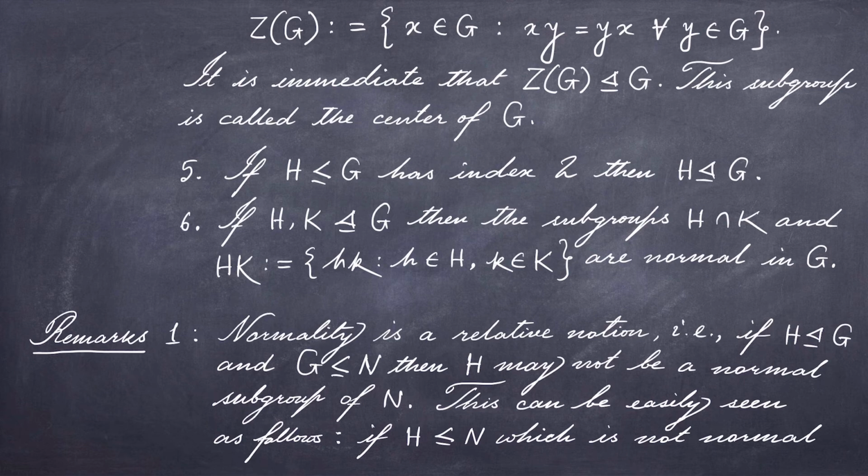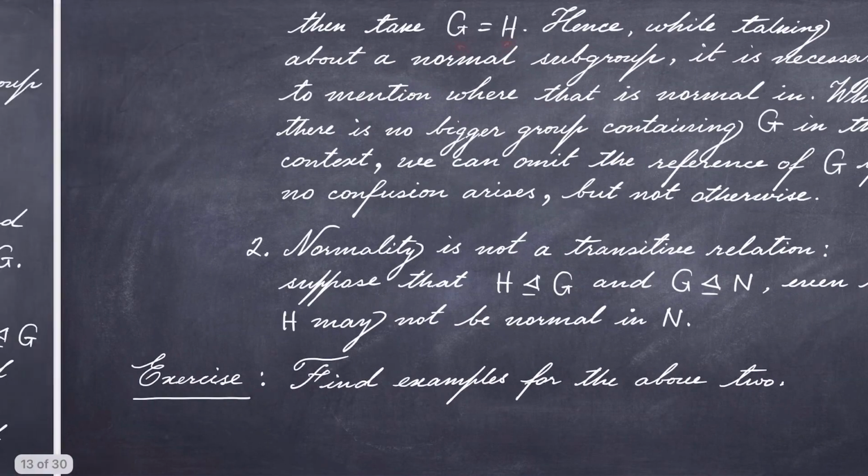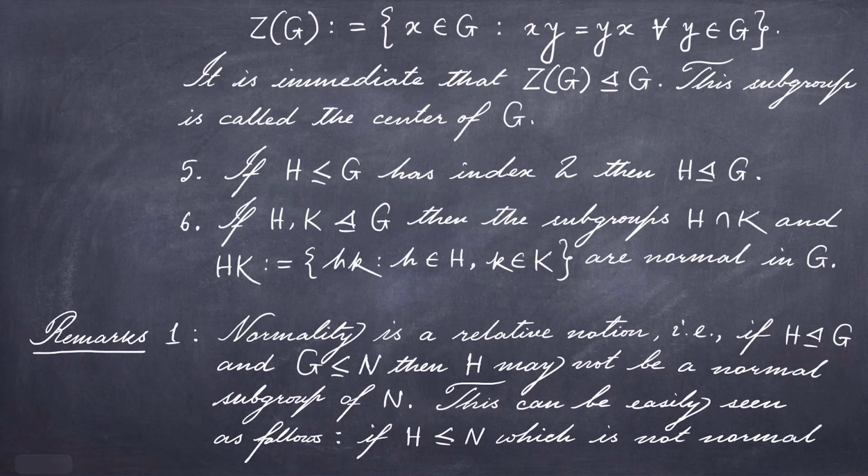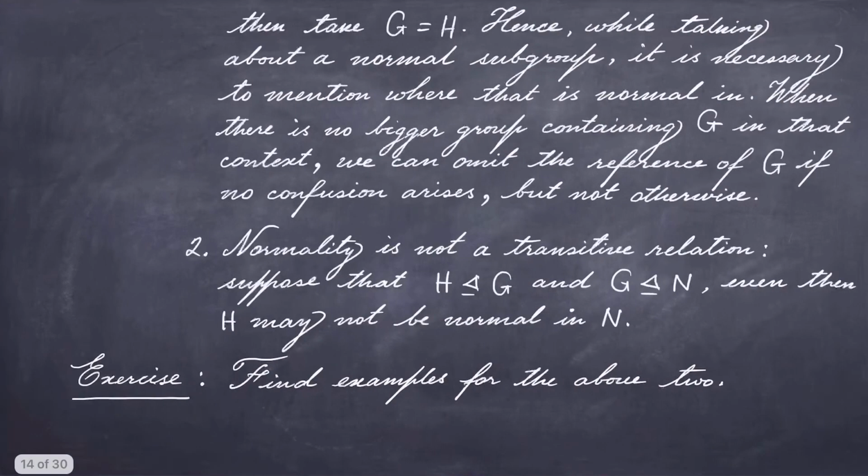What you do is, if H is a subgroup of N which is not a normal subgroup of N, then once we take G equal to H, we see that H is normal in G. G is a subgroup of N, but H is not a normal subgroup of N. So whenever we want to talk about a normal subgroup, it's absolutely necessary to mention what group the given subgroup is normal in.